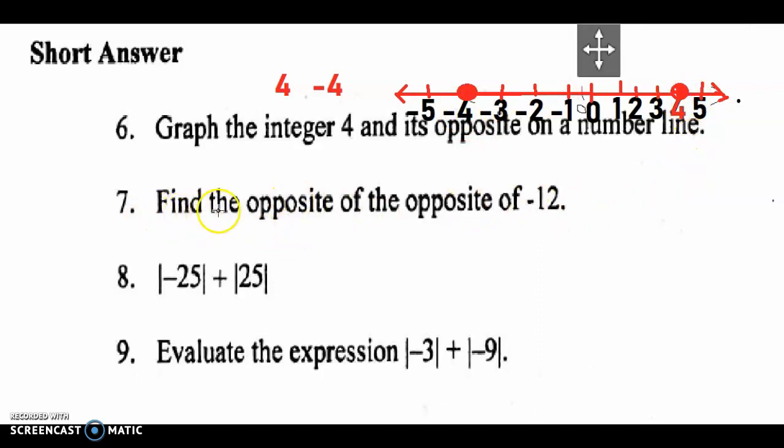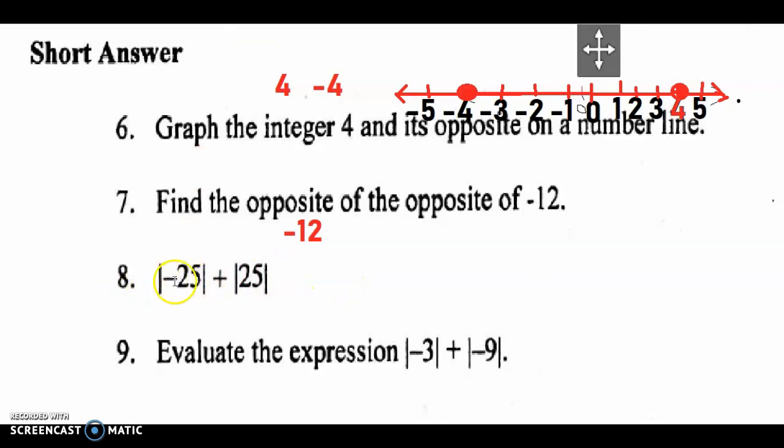Alright, number 7, find the opposite of negative 12. So the opposite of negative 12 is positive 12, right? Or right here. Now it's saying the opposite of that. So opposite of positive 12 would be negative 12. So it's basically going to stay the same. So our answer is just negative 12.